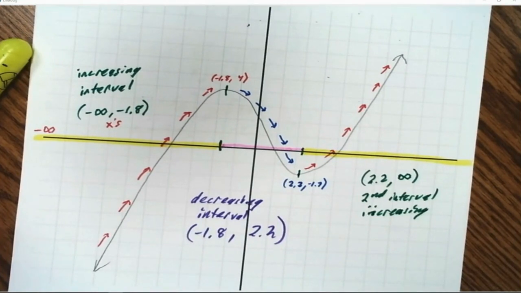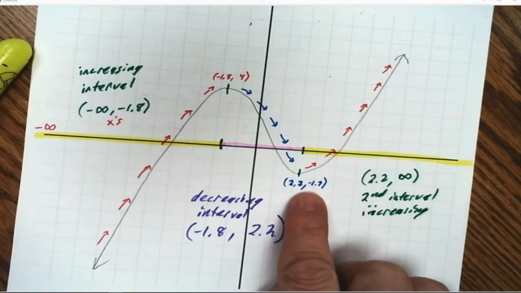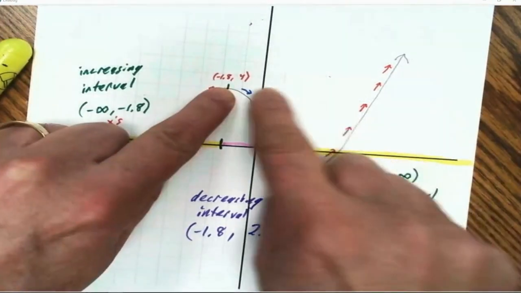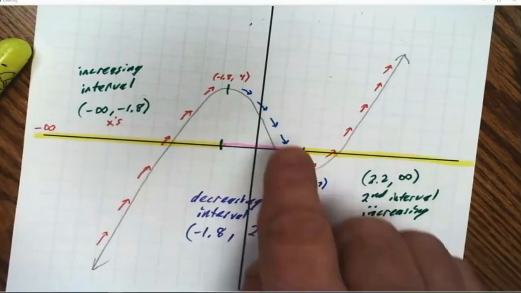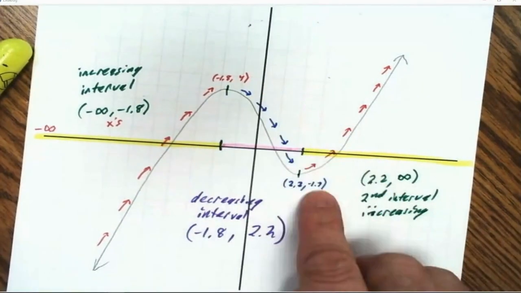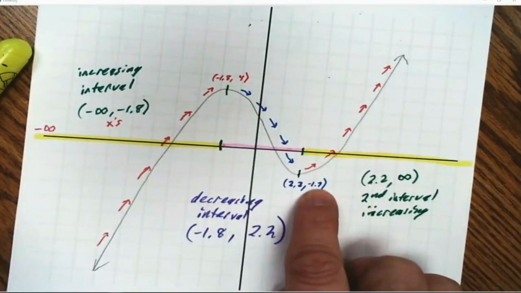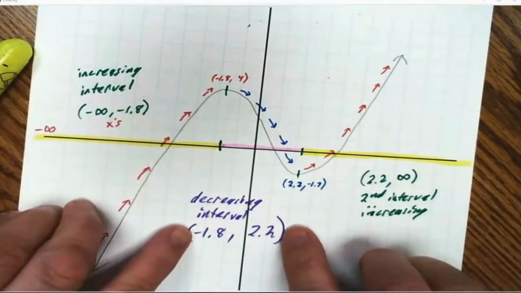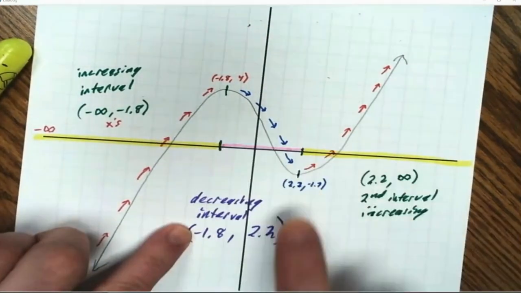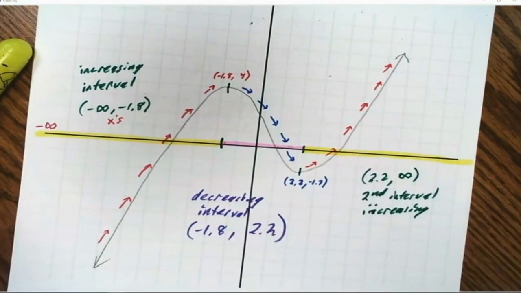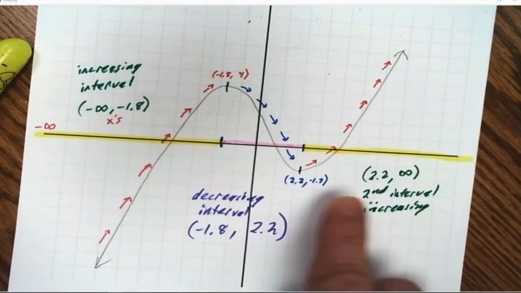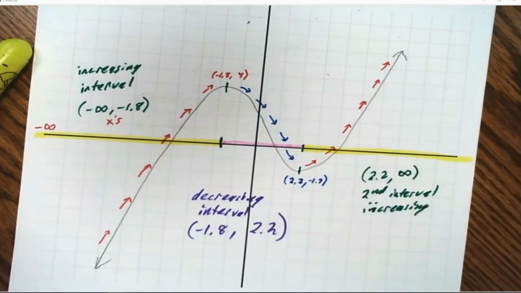So don't get confused with the y. It just says what the value is. If this y was 4, that means it'd be up here. It wouldn't have increased or decreased. It just stayed flat. But it decreased from 4 down to negative 1.7. Oh, really? When did that happen? Well, between negative 1.8 and 2.2, in between here and here, it decreased. It went down. The y dropped. But after that, the y started going up. That's an increasing interval, starting at 2.2 and going all the way to infinity.